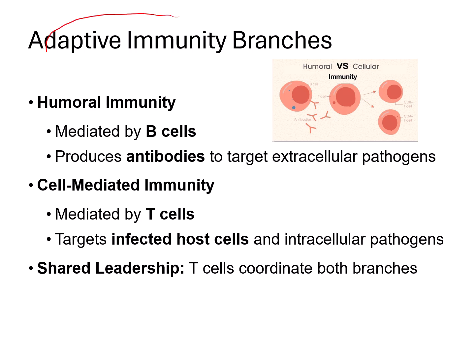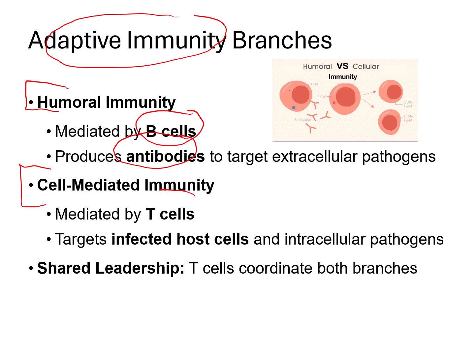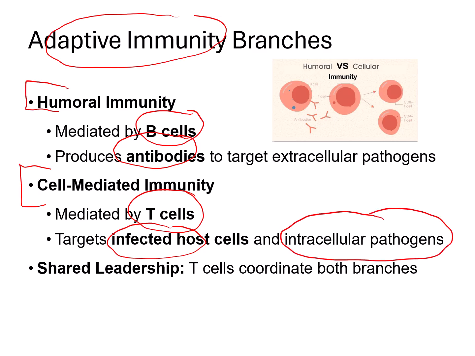Adaptive immunity has 2 coordinated branches. First, we have humoral immunity that's mediated by B cells, and these will produce antibodies that target extracellular pathogens like bacteria and toxins. Cell-mediated immunity is mediated by T cells and targets infected host cells. So our cells that are no longer normal because they're infected by some kind of intracellular pathogen that's hiding inside the cell, such as viruses. T cells can also act as the regulators, so they're going to coordinate and direct the whole adaptive response.